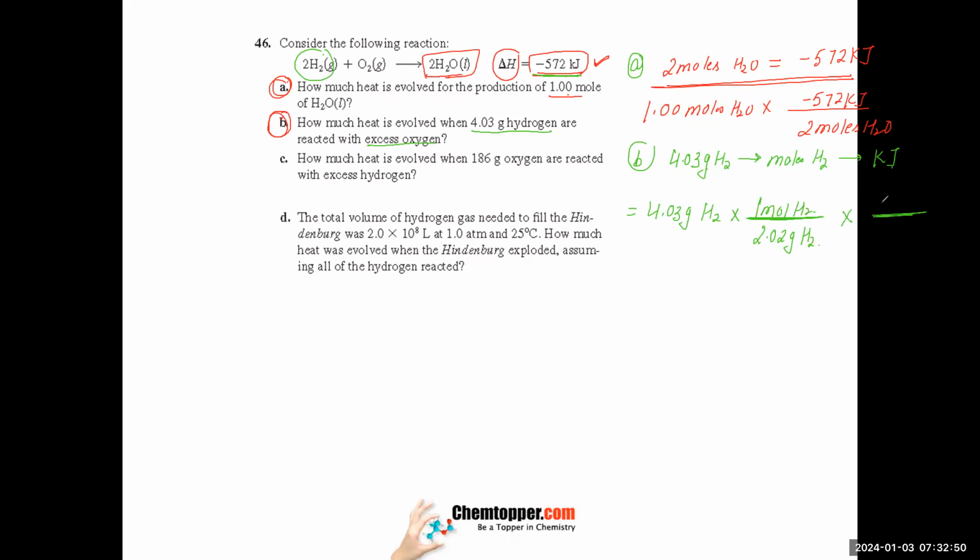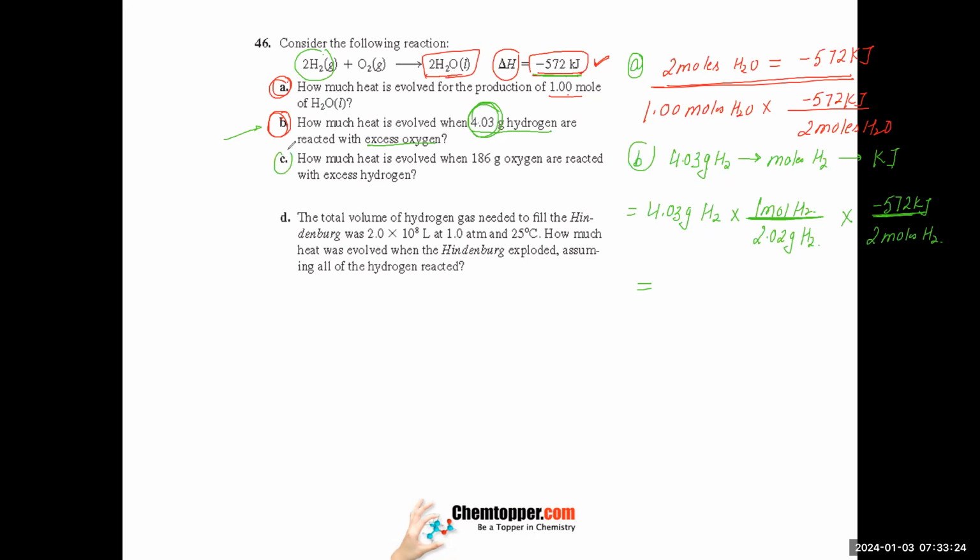And then minus 572 kilojoules over 2 moles of H2, and simplify it. And you will get your answer, right? So that's the answer for the B part. How many significant figures should be there in the answer? Only these 3.